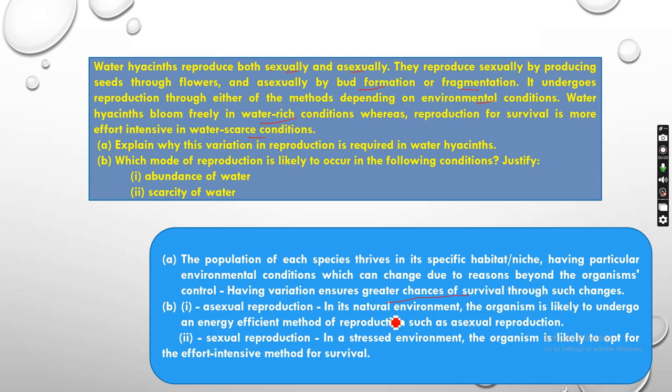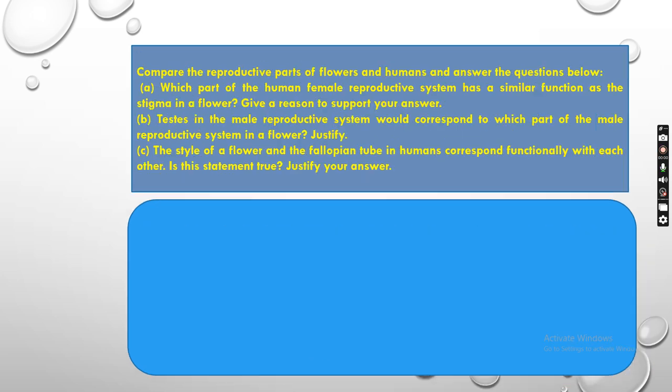Asexual reproduction. In a natural environment, the organism is likely to undergo an energy efficient method of reproduction such as asexual reproduction. And second one, when there is scarcity of water, it will be sexual reproduction. The reason is, in a stress environment, the organism is likely to offer an effort intensive method for survival. So here the hint is already given. So that's the answer for this question.